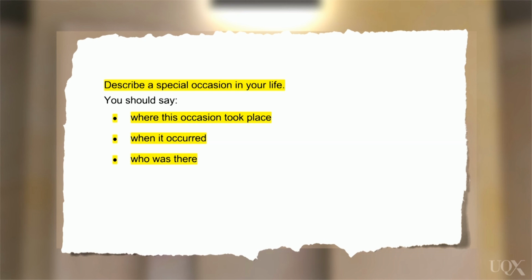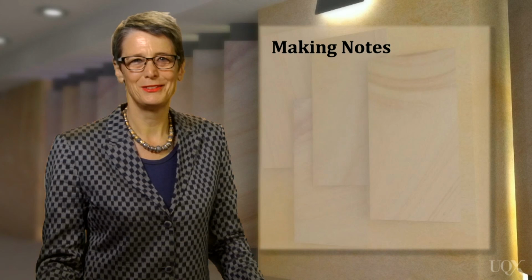So in the case of this task, you should talk about where and when the special occasion occurred and who was there. Underneath the bullet points, you'll see one final instruction. In this case, you're asked to explain how you felt on this special occasion. This final instruction often begins with explain why or explain how. Just remember that the bullet points are there as a guide to help you. The most important thing to do is to talk about the overall topic.